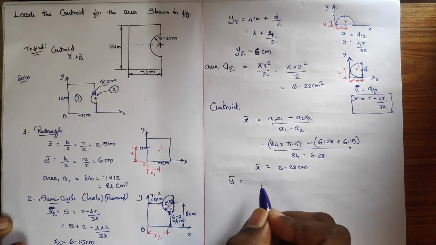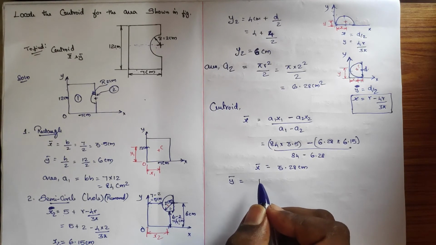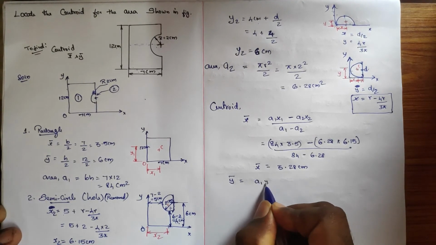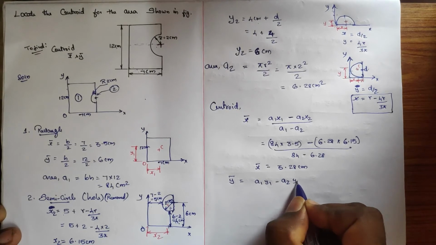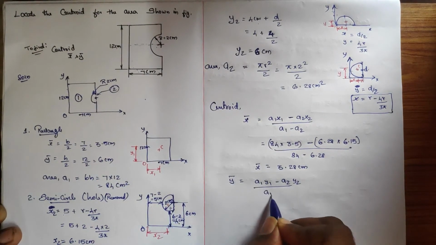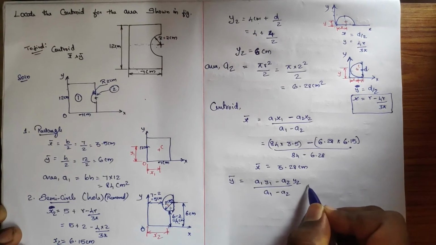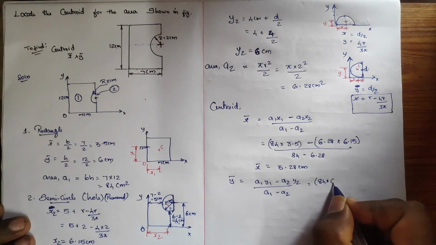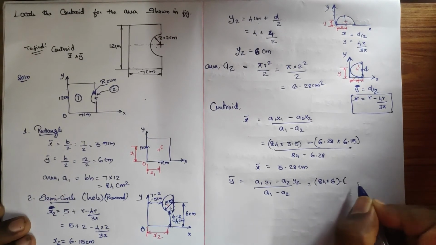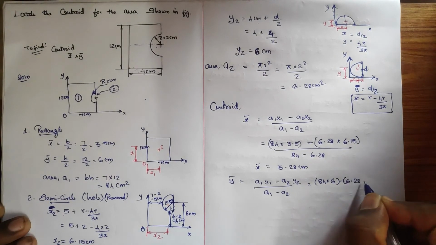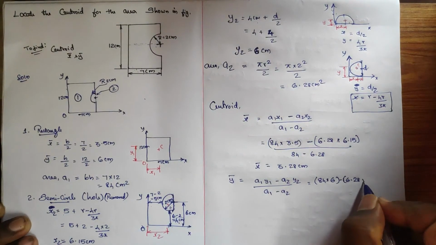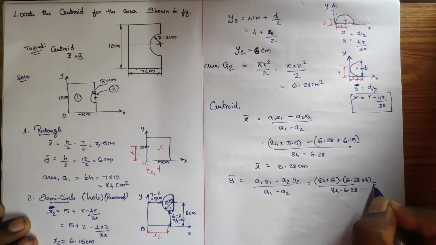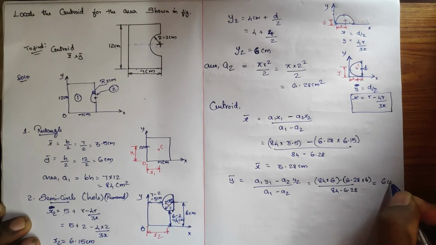For the y bar answer, the sum of the first moment of area in the x direction divided by total area. So here the formula will be A1 y1 minus A2 y2, removed section, so minus, divided by A1 minus A2. Here the formula will be A1, which is 84, into y, which is 6, minus A2, which is 6.28, into y2, which is 6, divided by 84 minus 6.28. We get the answer for y bar as 6 centimeter.